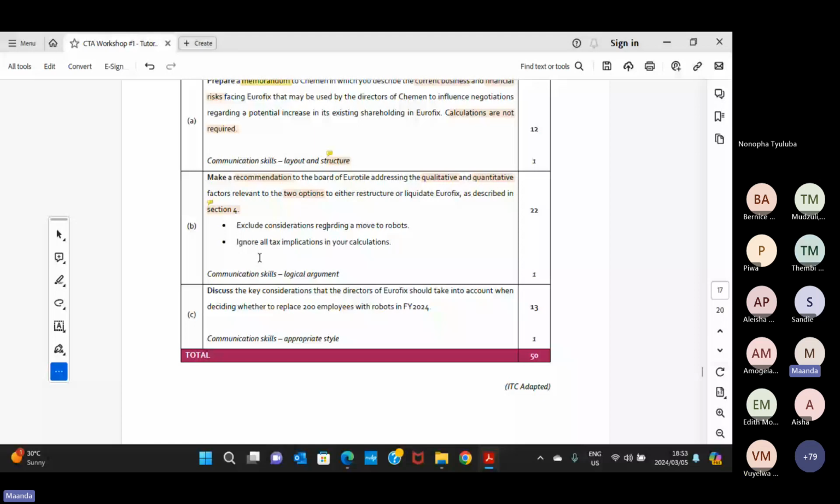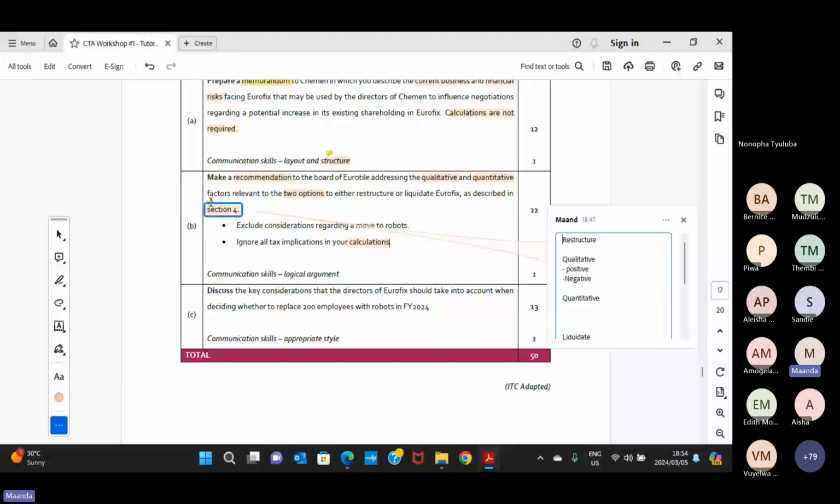So guys, we are told to ignore tax implications in your calculations. And remember, we are doing two things. We are talking about the qualitatives. We are talking about the quantitatives. Quantitatives have to do with numbers and calculations. So they're saying tax implications, calculations, don't mind the tax. But now it means that in terms of qualitative, I can still mention it, right? Because that's the qualitative factor.